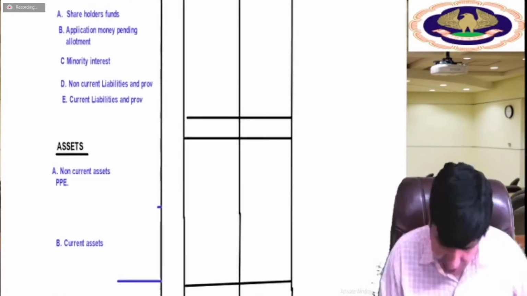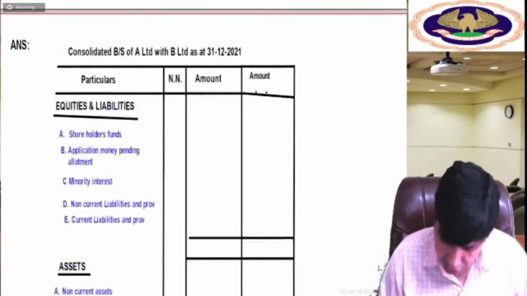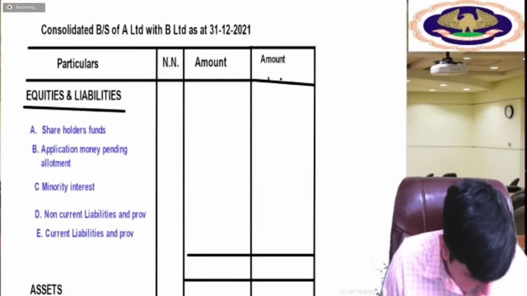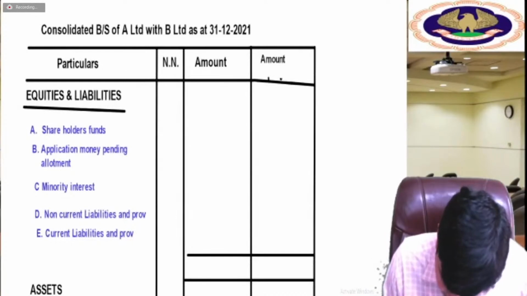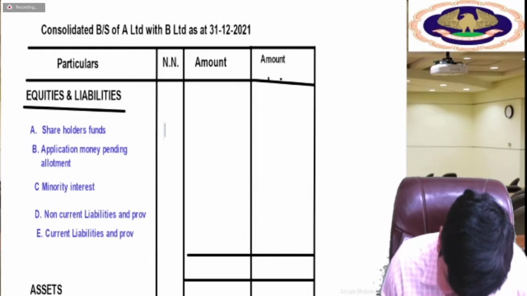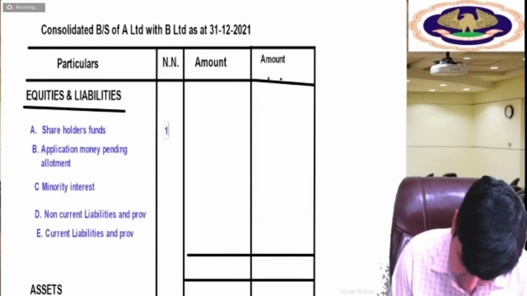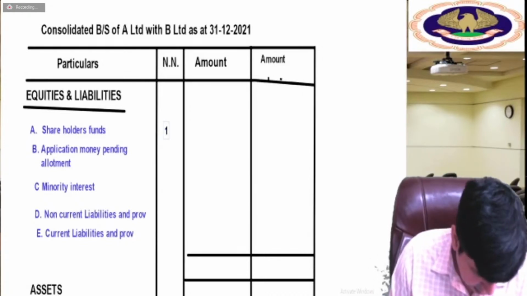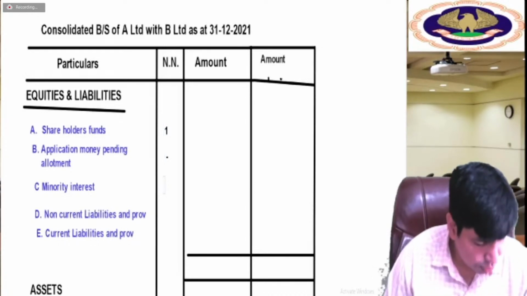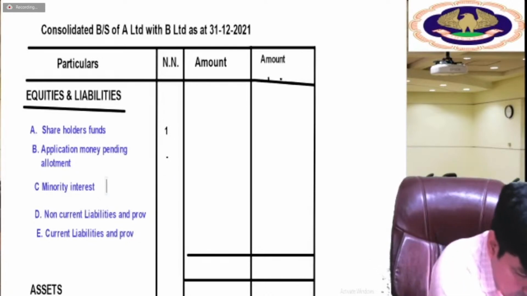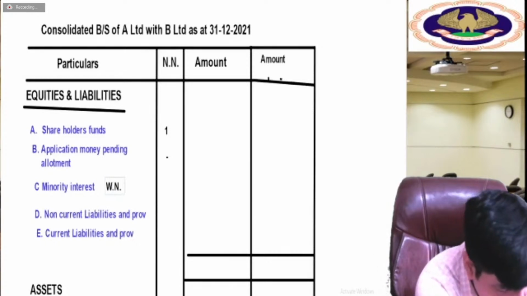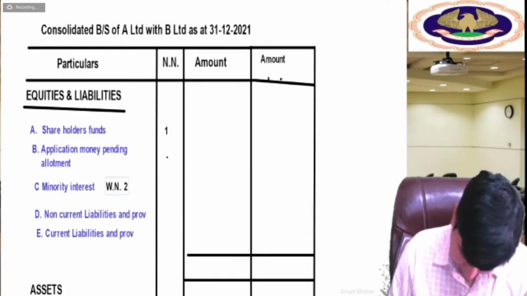So now the things are ready. So I'm going to give here note numbers also. Okay, beta. In the case of shareholder funds, this is note number 1. And this, of course, is not having any note number because we will never find a note for application money pending allotment, and there will be a working note, not notes to accounts.